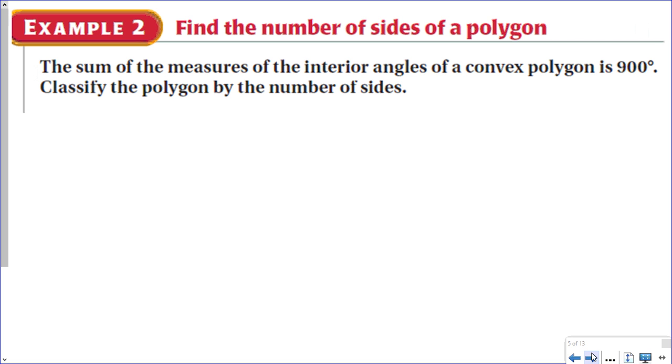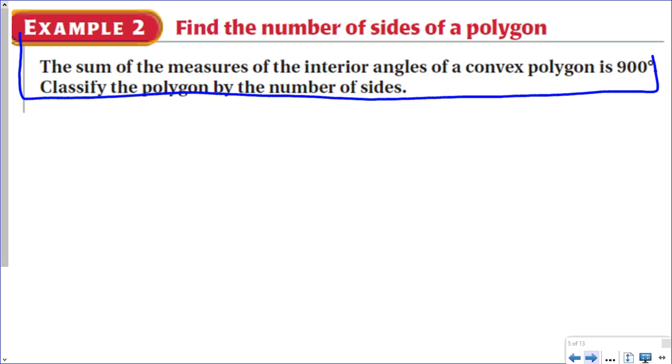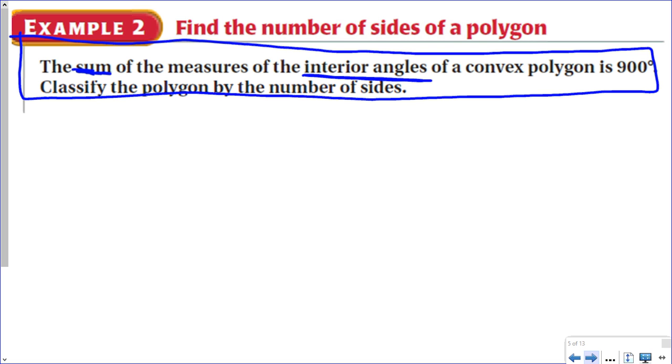Okay, next one. And this is another good one, guys. Please put the directions in your notes for this one here. This would be the harder version of this type of problem. Again, underline keywords like the sum of the measures of the interior angles. That's going to let you know to use that formula, n minus 2 times 180. But the difference with this one is they tell you that the answer is 900. So n minus 2 times 180 equals 900.